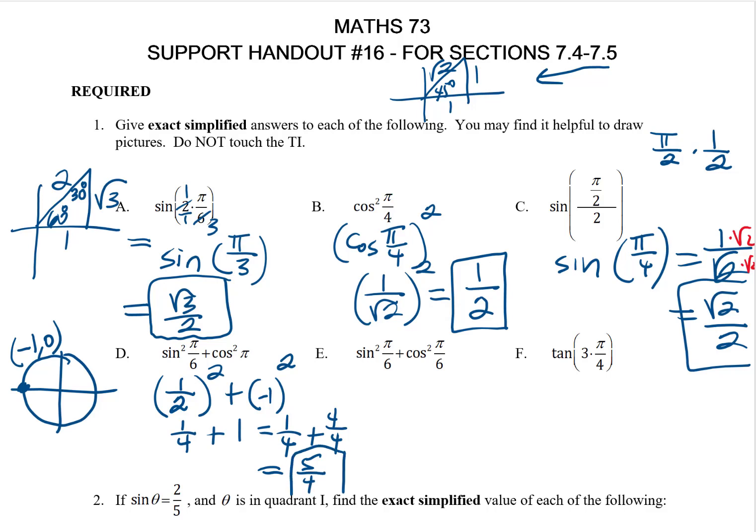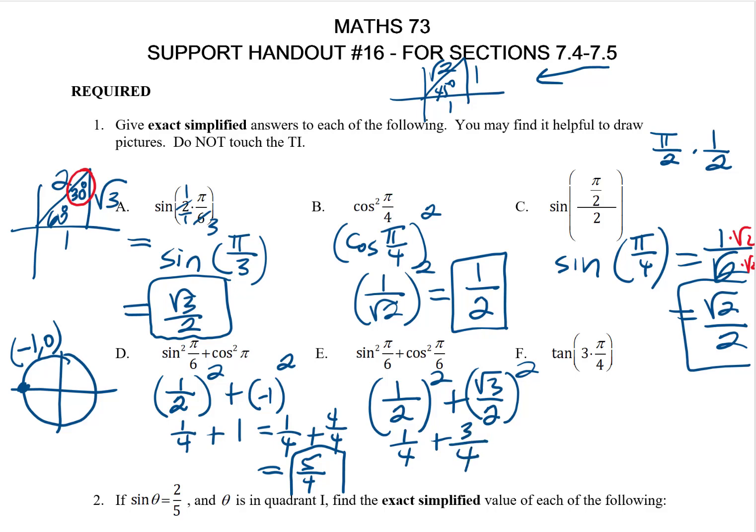Part E, once again, I have sine pi over 6 squared, so there's that 1/2 squared again. And then I have cosine pi over 6 squared. Once again, I could get that from right here with reference to that angle. Cosine would be adjacent. That would be the root 3 divided by the hypotenuse, which would be 2. So this is going to be root 3 over 2 all squared. I have that 1/4 again. And then let's see, root 3 times root 3 is 3. 2 times 2 is 4. I have 1/4 plus 3/4, which is equal to 4/4. In other words, 1.